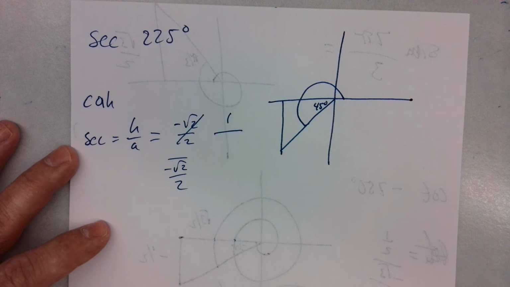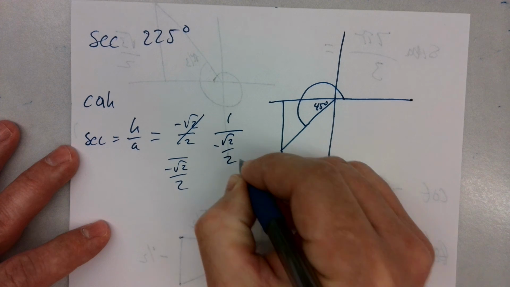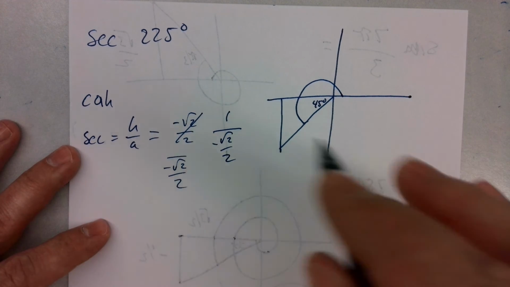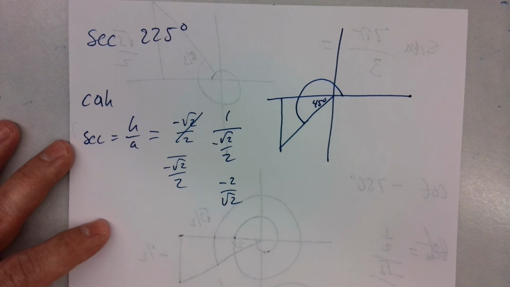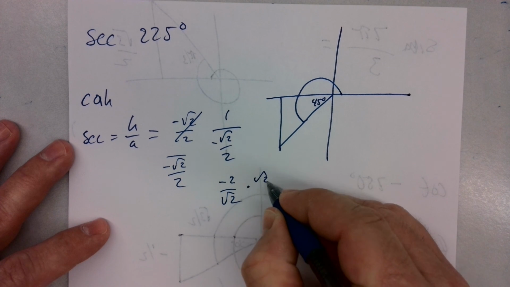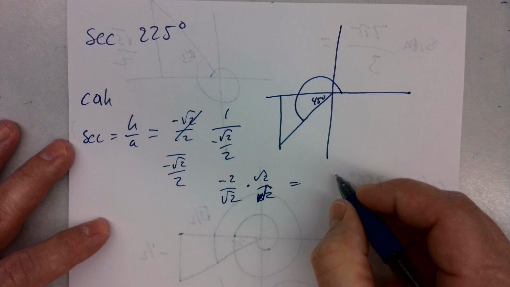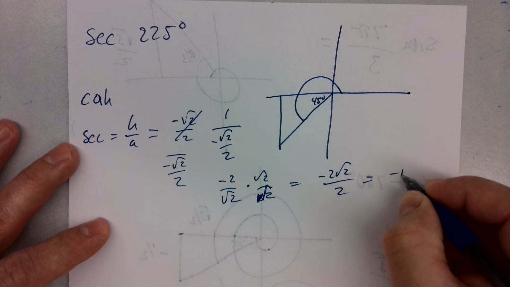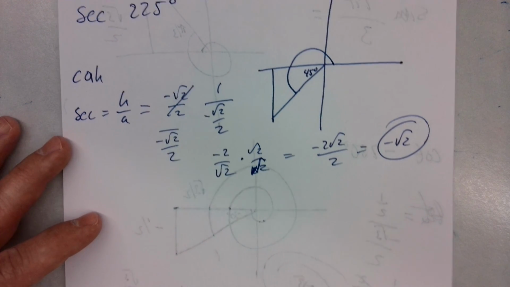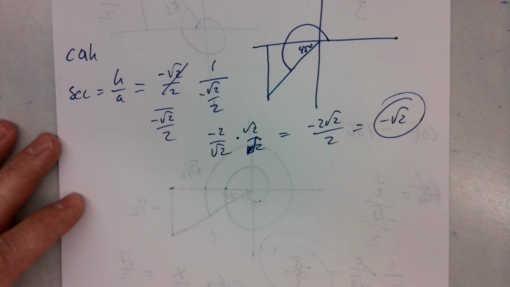So isn't it just 1 over negative roots of 2 over 2? Which when I invert is going to give me negative 2 over the square root of 2, right? But I have to rationalize, which is going to give me negative 2 roots of 2 over 2, which is going to give me negative square root of 2. Just like that. How many of you got that right? Oh, that was a good job.